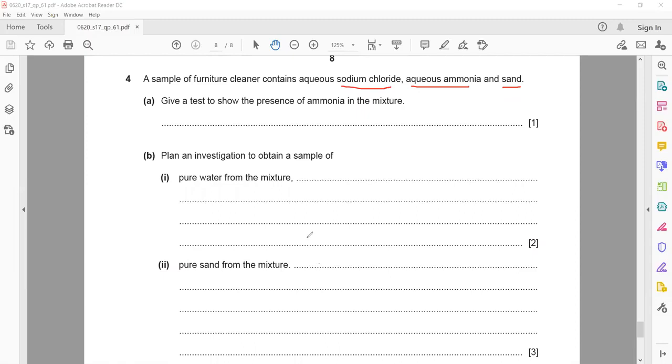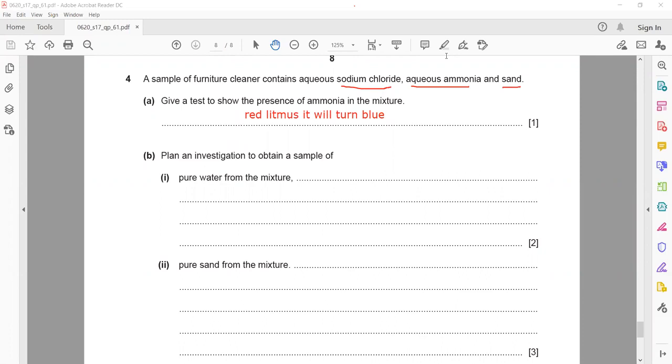The first question is, give a test to show the presence of ammonia in the mixture. What is a test to check the presence of ammonia? We can check with litmus paper. Chlorine bleaches the litmus paper, but if it is ammonia, we can check with red litmus. It will turn blue.